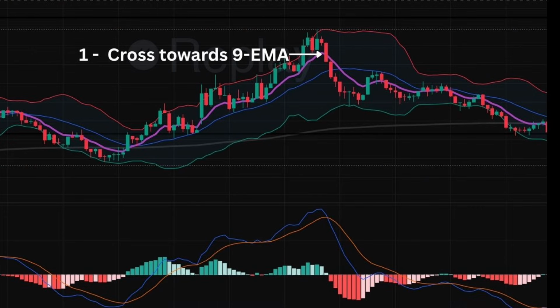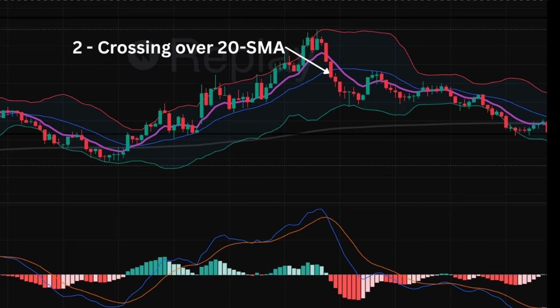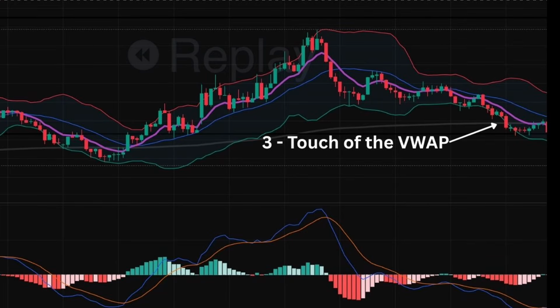And these are the 3 targets I look for. So first, I'm going to look for a cross towards the 9 EMA. Next, I will look for a cross towards the middle band or the 20 SMA. And finally, we're looking for a touch of the VWAP. Both of the examples I showed you before followed this exact sequence. And that's why I really find that the strategy works across all time frames and all markets.